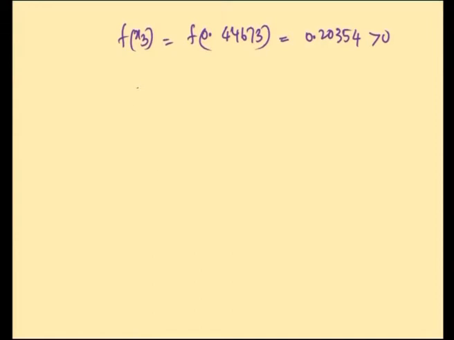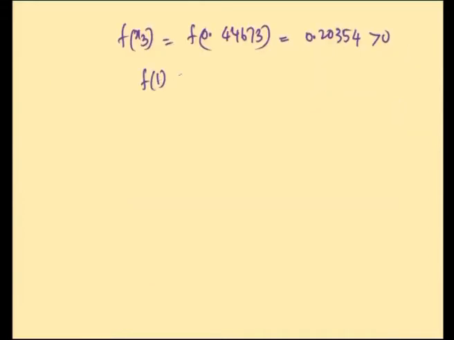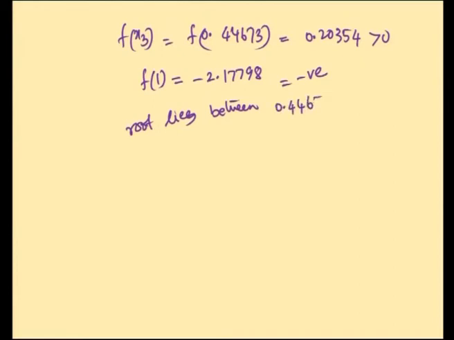and f of 1 is negative. f of 1 is equal to minus 2.17798, and this is negative. Therefore, the root lies between 0.44673 and 1. Next we find x4 like that.